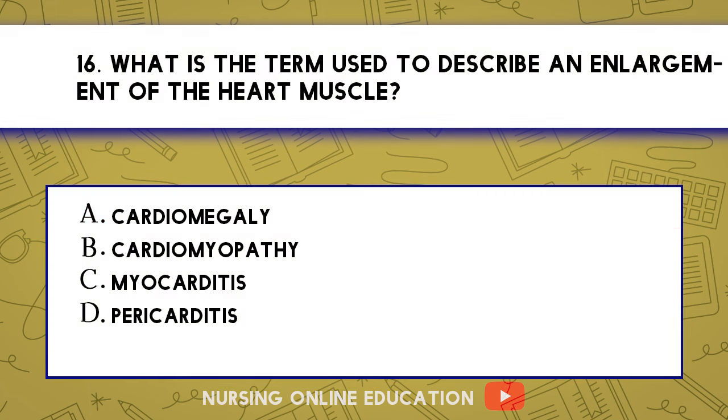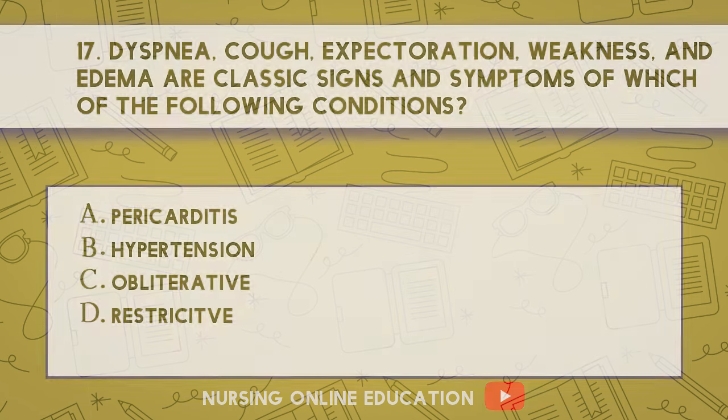16. What is the term used to describe an enlargement of the heart muscle? A. Cardiomegaly. B. Cardiomyopathy. C. Myocarditis. D. Pericarditis. The answer is myocarditis.